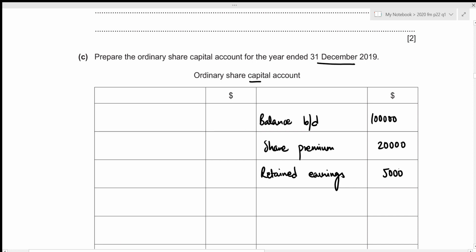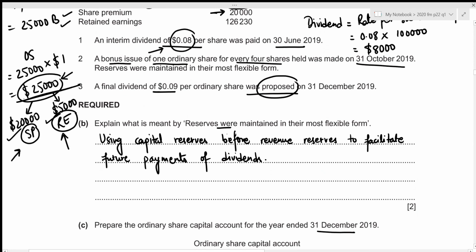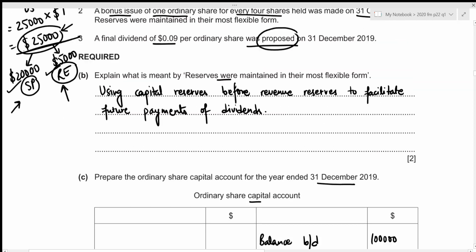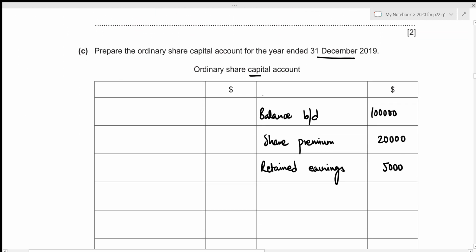And the very last information dealt with the final dividend proposed, which again does not affect our ordinary share capital, which means that these are the only items to be recorded. So we can move towards figuring out the closing balance. Since the opening balance is on the credit side, the closing balance will be on the debit side. So we first require the total, and clearly the heavier side is the credit side. So let's just add these three amounts. That's 100,000 plus 20,000 plus 5,000, which results in 125,000.